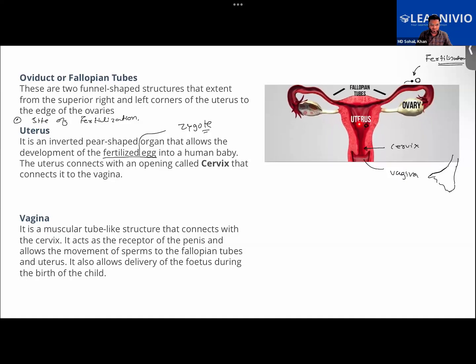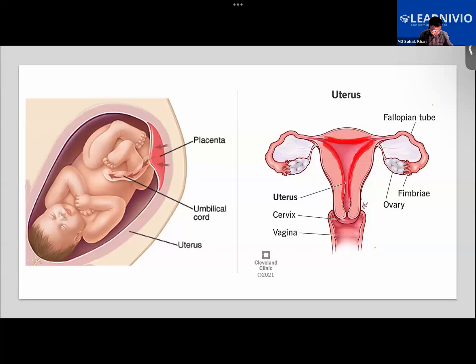Then we learned about the uterus. It's a pear-shaped organ where the development of the fertilized egg will take place. Basically, this is the organ that will allow the development of the fertilized egg into a human baby. Then it's further connected to the vagina via this small opening called a cervix. Then we learned about the vagina as well. These things we have learned.